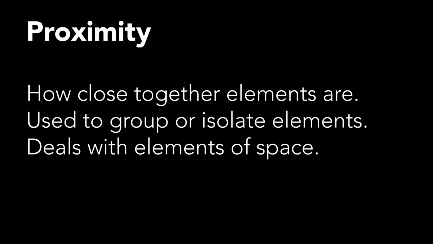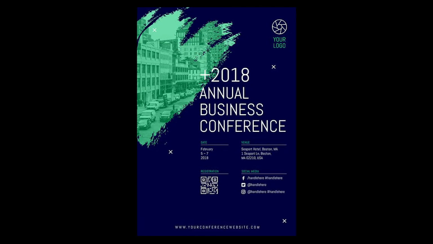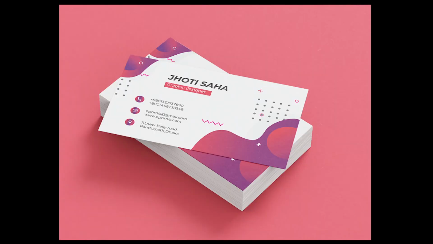Proximity. How close together elements are, used to group or isolate elements, and deals with elements of space. This poster design is an excellent example of good proximity. They are using space to divide the title from the address and also from the contact information. This is also a good example of space or proximity. The name is away from the contact information, so you know what to read first and you know that there are separate forms of information.